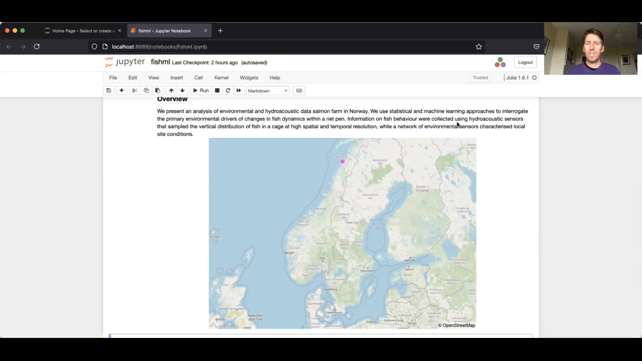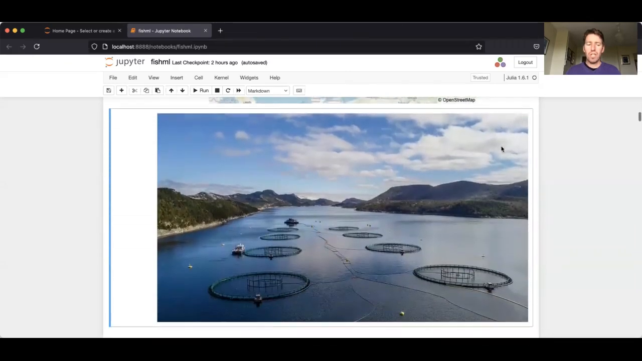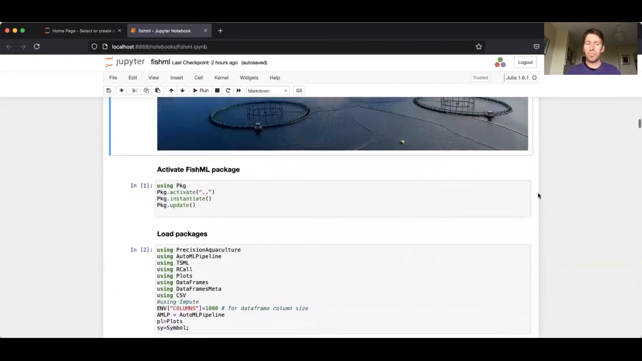In this work, we use statistical and machine learning approaches to interrogate the environmental and fish dynamic data coming from a salmon cage. The data was collected using hydroacoustic sensors that sampled the vertical distribution of fish within a cage, while a network of environmental sensors measured variables such as temperature, salinity, dissolved oxygen, etc. Here we see the farm itself consisting of a number of cages or pens, with each net pen consisting of about 50 to 100,000 fish.